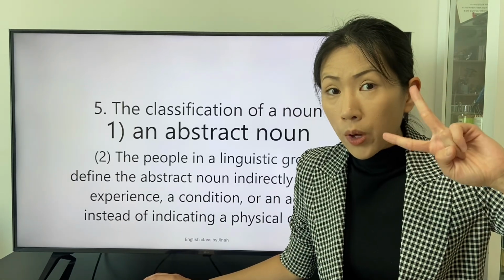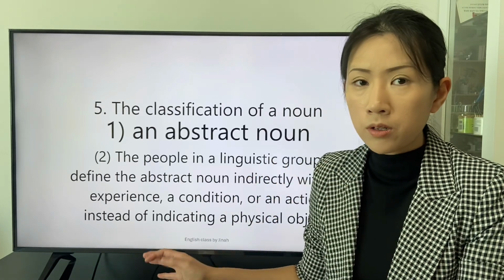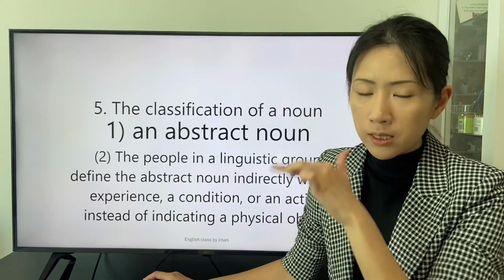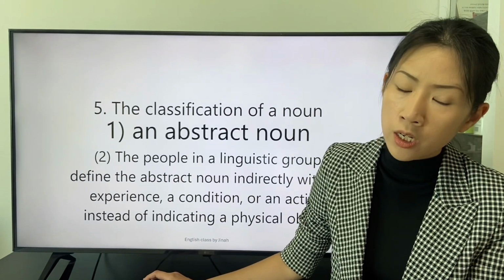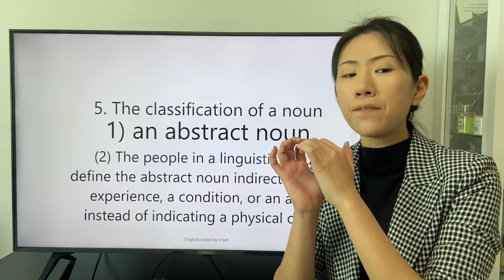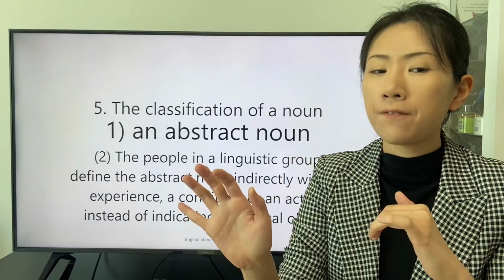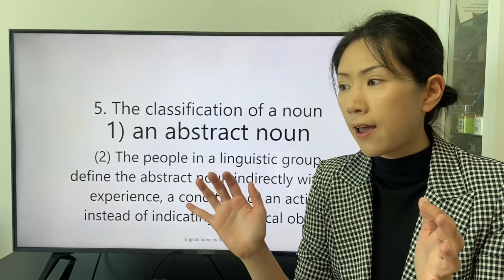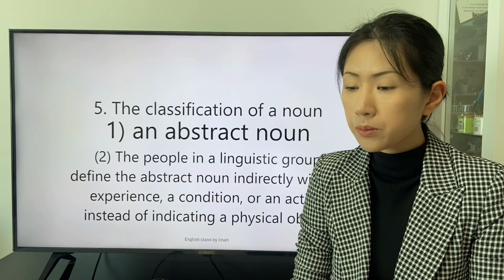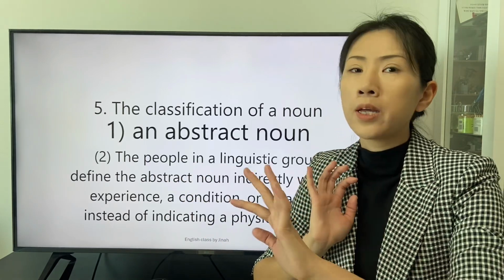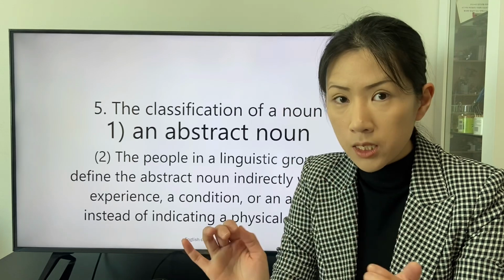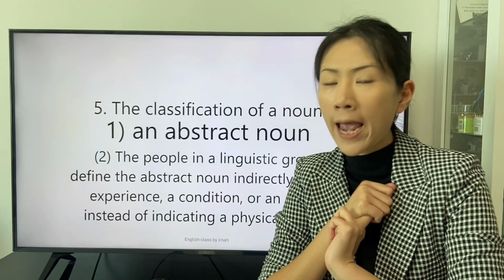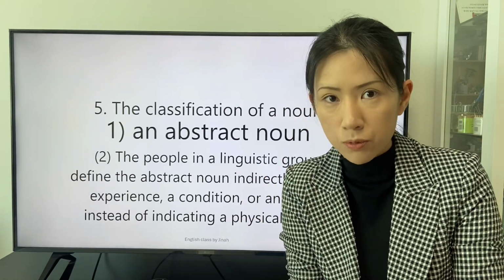The second characteristic to define the abstract noun is that the people in a linguistic group define the abstract noun indirectly with an experience, a condition, or an action instead of indicating a physical object, because the object indicated by the abstract noun does not have the physical being. So the people in the linguistic group define the object with their own experience, condition, or action related with the object.